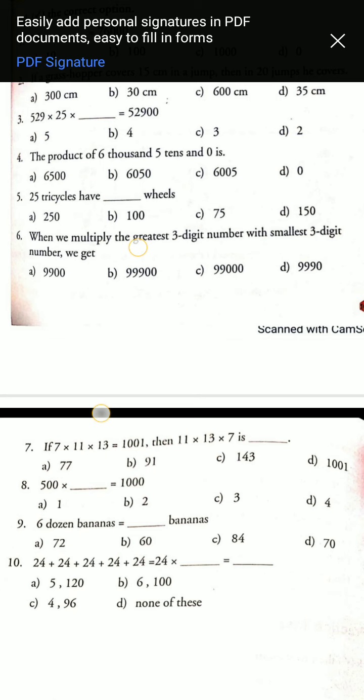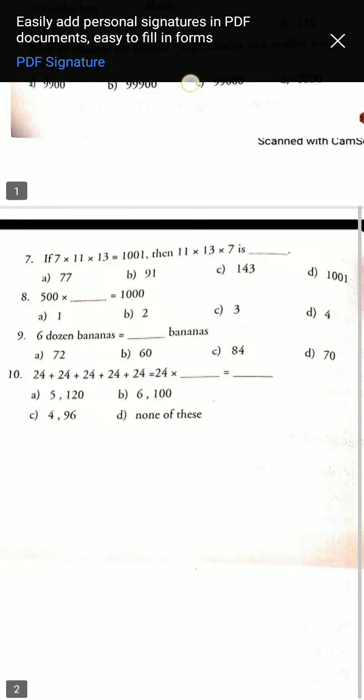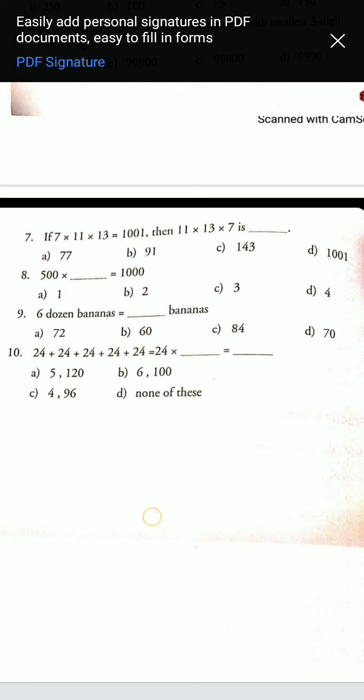999 multiplied by 100. Then 100 has 2 zeros, and 999 multiplied by 1, we have to write down on the left side. That means B is our right answer. You have to do this in a rough notebook. But this exercise you have to take in the book and do in the book only.